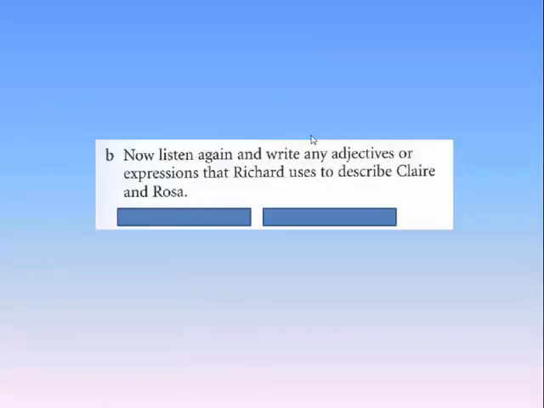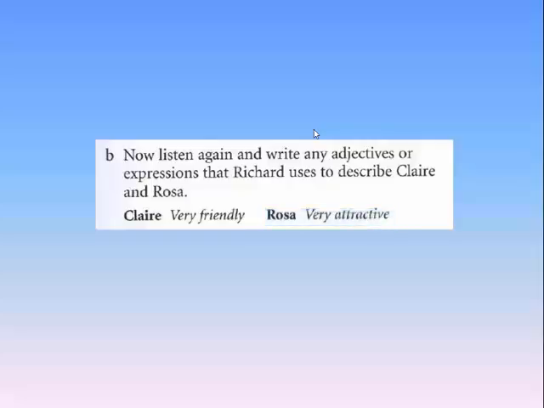Now try to write down some adjectives or expressions that Richard uses to describe Claire and Rosa. You may want to listen to the audio again, but at the count of 3, I will reveal some examples. These are the ones he uses to describe Claire, and these to describe Rosa.